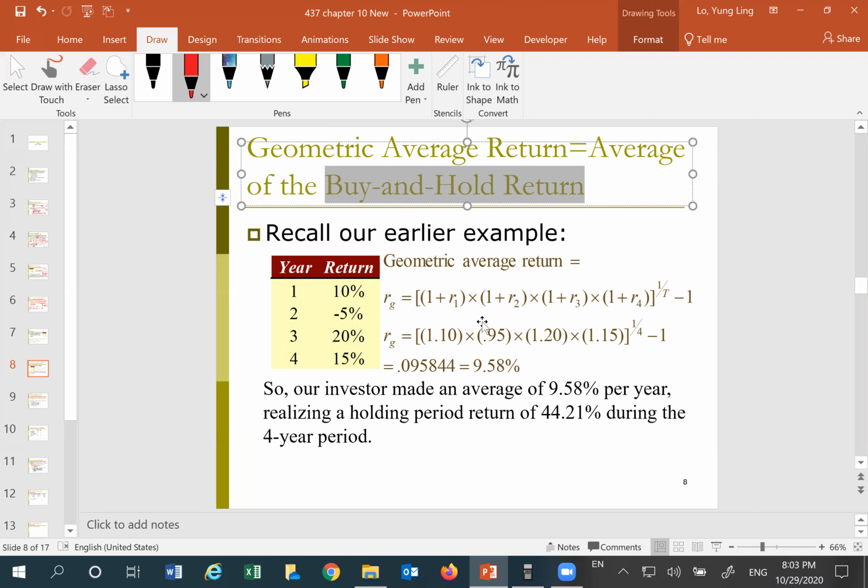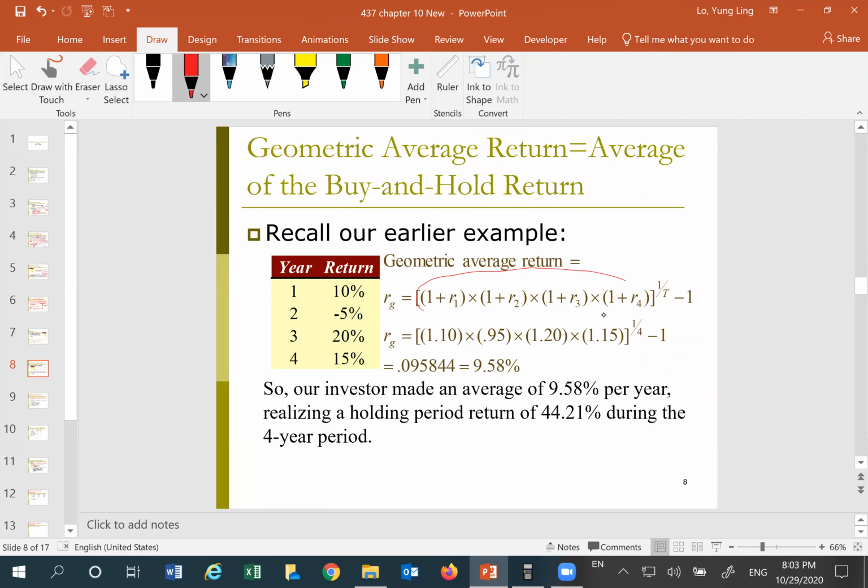So how do we compound? We compound this way, right? 1 plus R1 times 1 plus R2 times 1 plus R3. As we mentioned earlier, if R1, R2, R3, and R4 are all the same, this is the same as 1 plus R to the power of T, okay? So that's how you compound. But now to take the average of the compound, rather than taking the power of T, guess what? We take power of 1 over T, and that's what we're doing here.